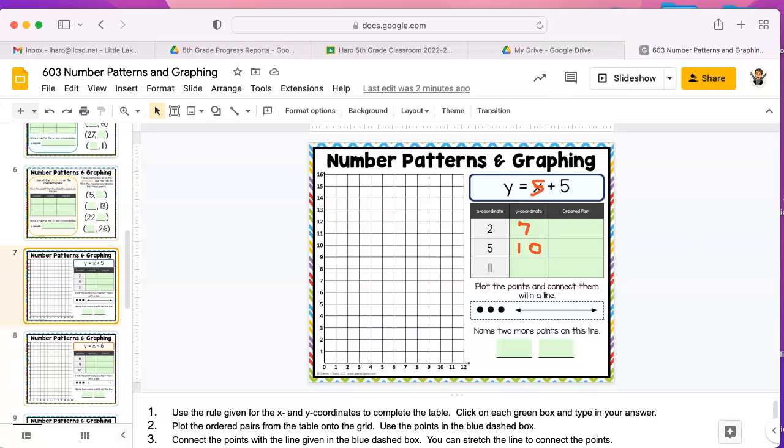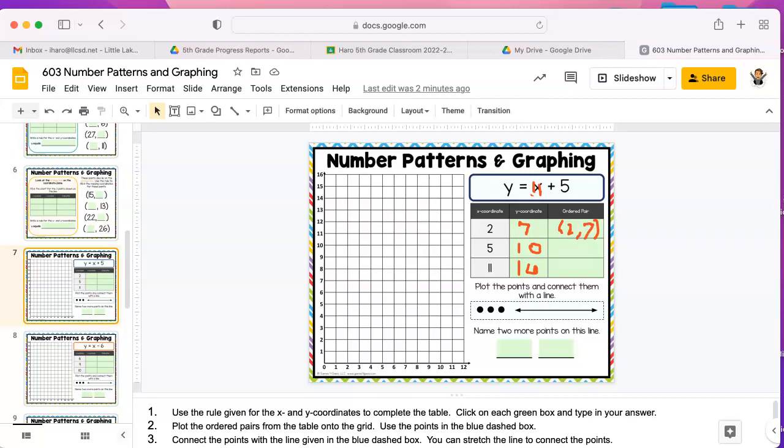Okay. The last one for this one is 11 instead of the x. So we're going to go ahead and plug in 11 right here. What is 11 plus 5? You got it right, boys and girls. 16. So all you have to do now is type in the ordered pairs right here. And in case you forgot how to do it, this is how you do it. 2 as the x coordinate, comma, 7 as the y coordinate.